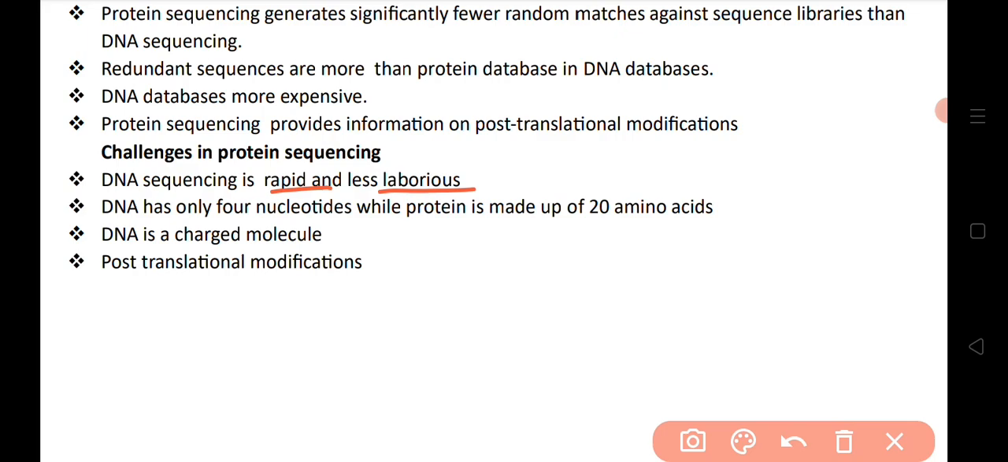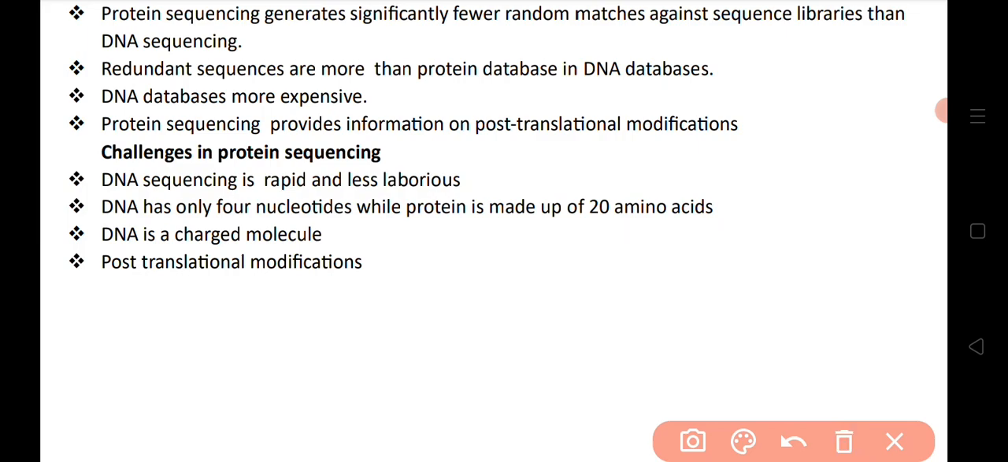DNA sequencing is rapid because DNA has only 4 nucleotides, which are easy to sequence as compared to protein, which has 20 amino acids. So the number of units which are involved in the composition of the two molecules are different and more in the case of proteins. So that is the reason that protein sequencing takes more time.